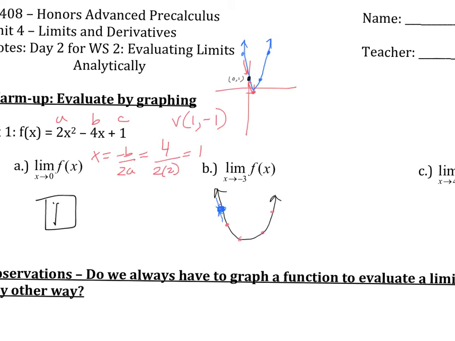Alright, so let's go ahead and see how that's going to look. I'm going to do 2 times negative 3 squared minus 4 times negative 3 plus 1. And the end result is that we have 18 plus 12 plus 1, which gives us 31. And my graph definitely would not have gone up that far.